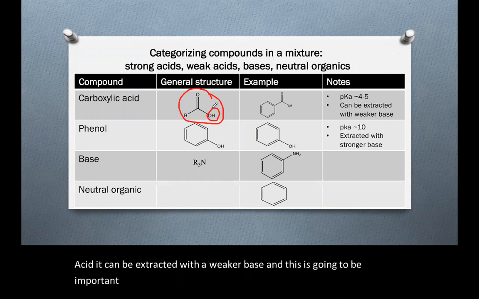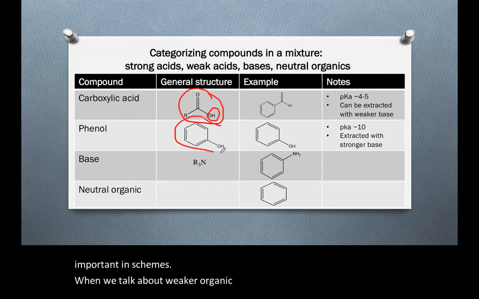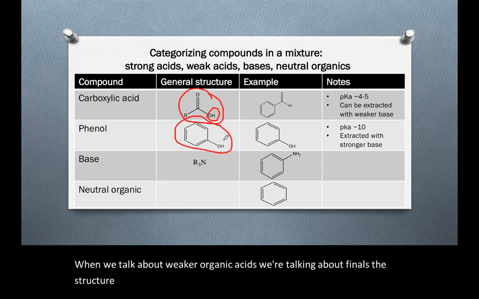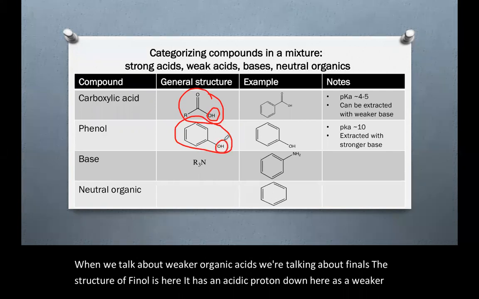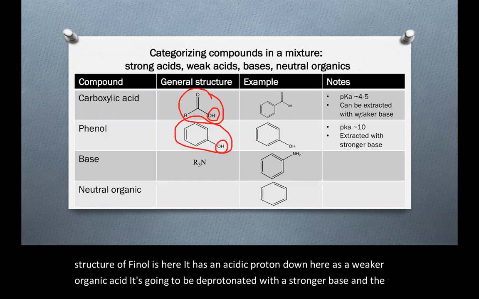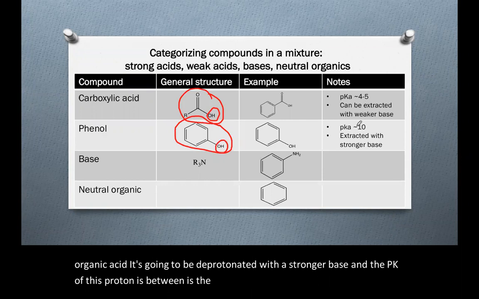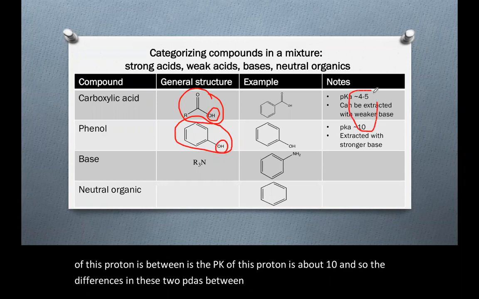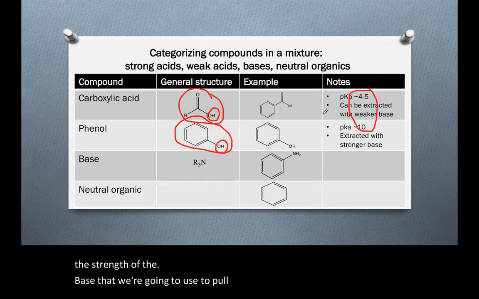and this is going to be important in our schemes. When we talk about weaker organic acids, we're talking about phenols. The structure of phenol is here. It has an acidic proton down here. As a weaker organic acid, it's going to be deprotonated with a stronger base. The pKa of this proton is about 10. And so the differences in these two pKa's, between 4 and 5 and 10, dictate the strength of the base that we're going to use to pull them off and change what our purification scheme looks like.